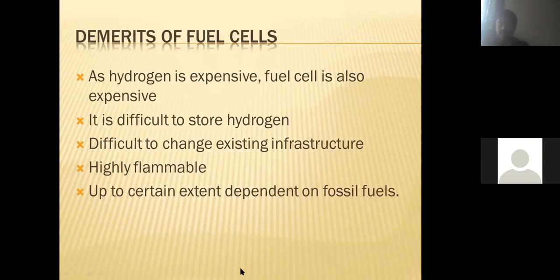So please, everybody, prepare well for fuel cells, please. This is a very important question. Many times this fuel cells question is appearing here, right?